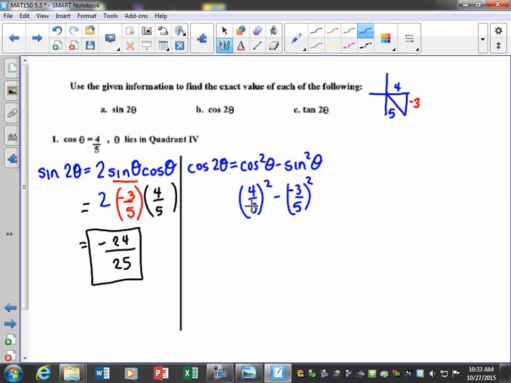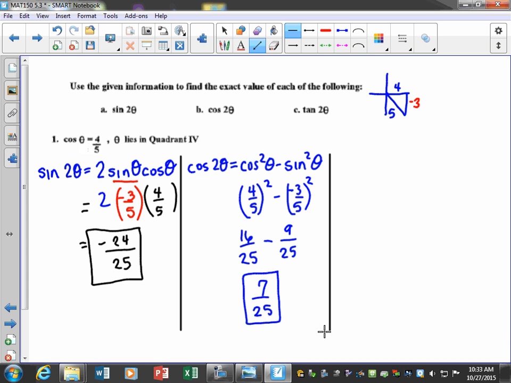And then let's actually calculate those. This would give us 16/25. And -3 squared over 5 squared is 9/25. So then simplify this even further, and we find out that the cosine of 2 theta is 7/25.